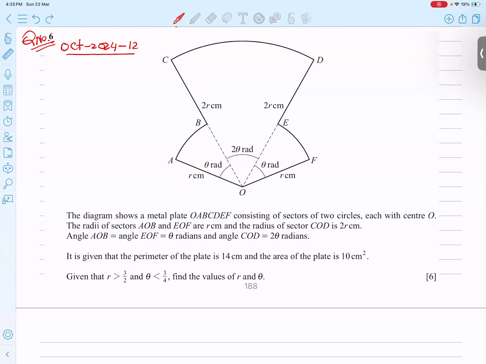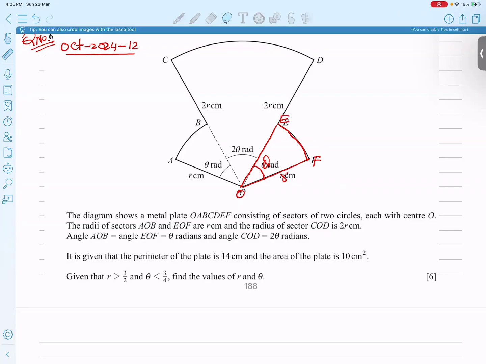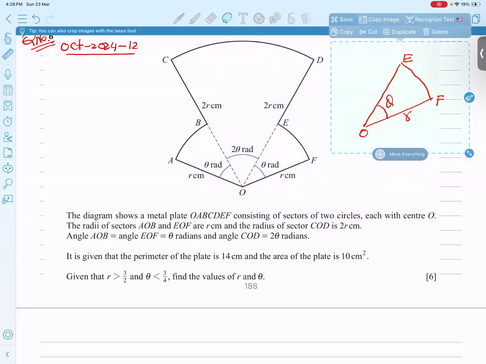But when you talk about the bigger sector, COD, which bigger sector? The bigger one, this one. The radius is 2R. So the best way I'll do it: I said before, if you want to get a grip on these kinds of questions, you have to draw a separate diagram. So these are theta and this radius. I'll label it O, F, E. And it's best to make them separate.